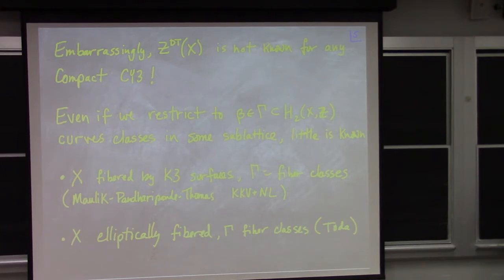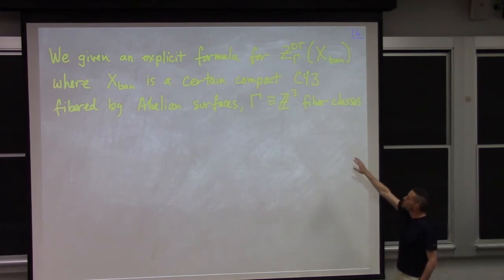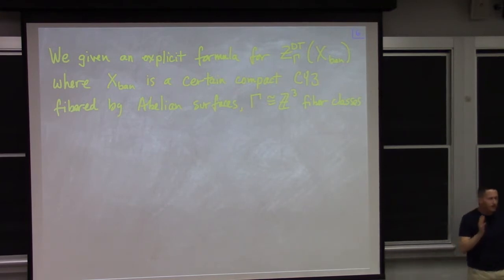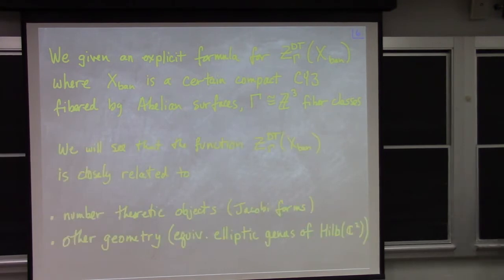And so the example I want to show you today is a specific Calabi-Yau threefold, but I think the story will generalize to other abelian fibrations. It's a specific Calabi-Yau threefold that is fibered by abelian surfaces. And it's pretty special in that the Picard number of the fibers is 3. So I have a 3-dimensional lattice of fiber classes where we can write down the entire partition function.